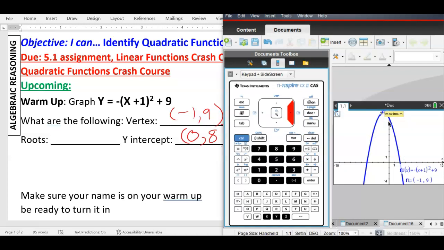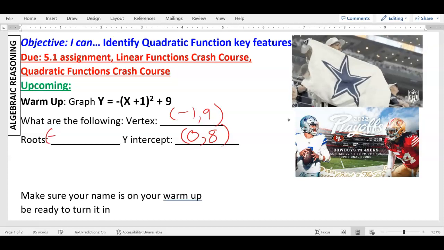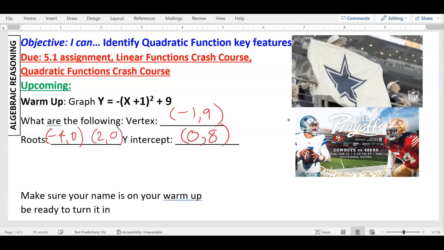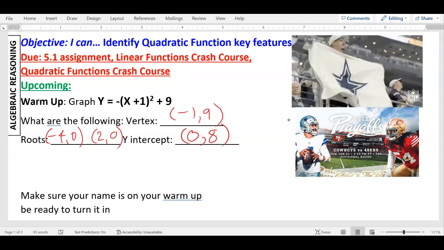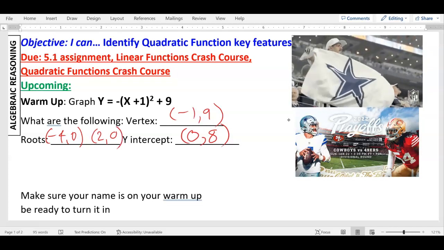You might be able to count it, like see it, but just to make sure, we're going to trace over to the left. Nice. So I go all the way here, and it does say 0, and it says negative 4, 0. I go all the way to the right, and this says 0 at 2, 0. Okay, so I got negative 4, 0. I got 2, 0. Those are my roots, or my zeros, or my solutions, or my x-intercepts. All means the same thing.